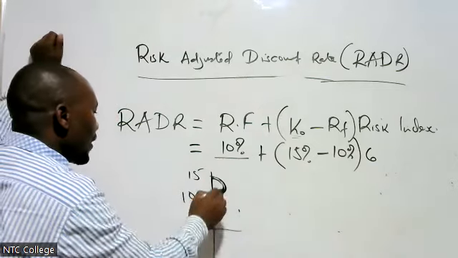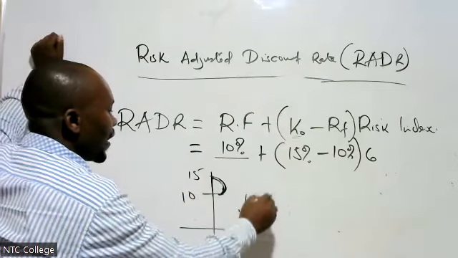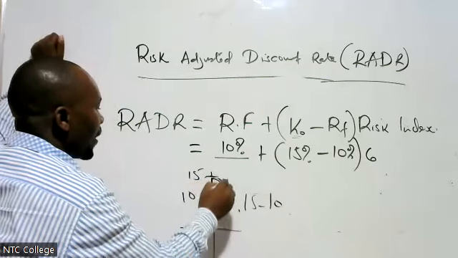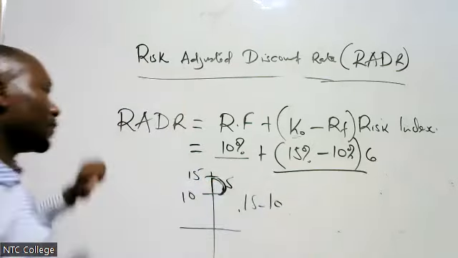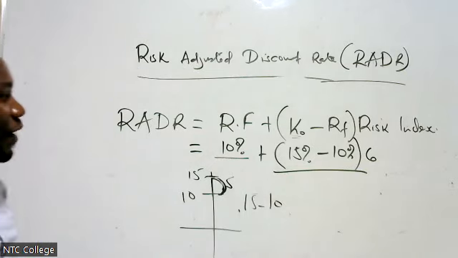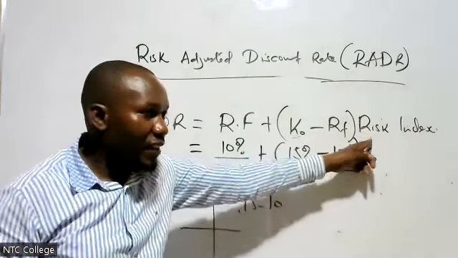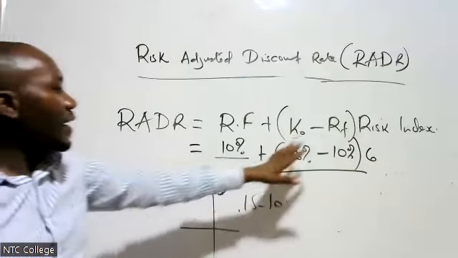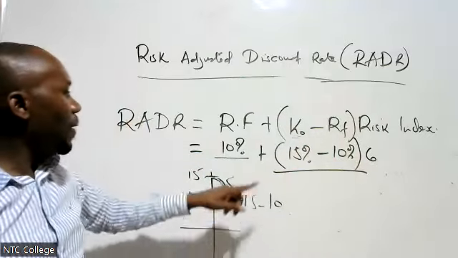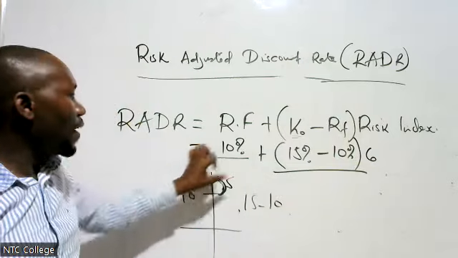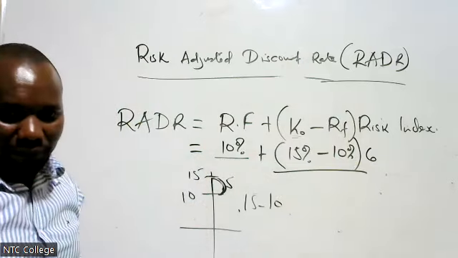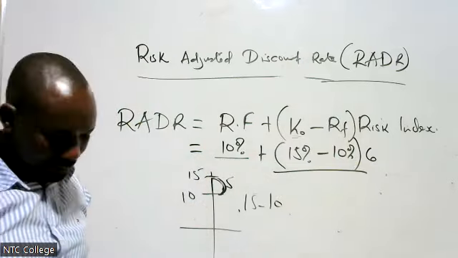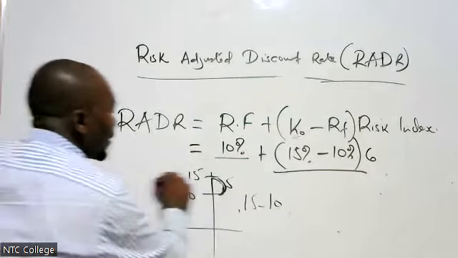So how do you get this? Take 15 minus 10. This one is 5. That is what we call the premium. It is the one that you multiply with the risk index, or you just call it the risk. You multiply that premium with the risk. You don't include the one that is risk-free. So that is why this formula looks like that.